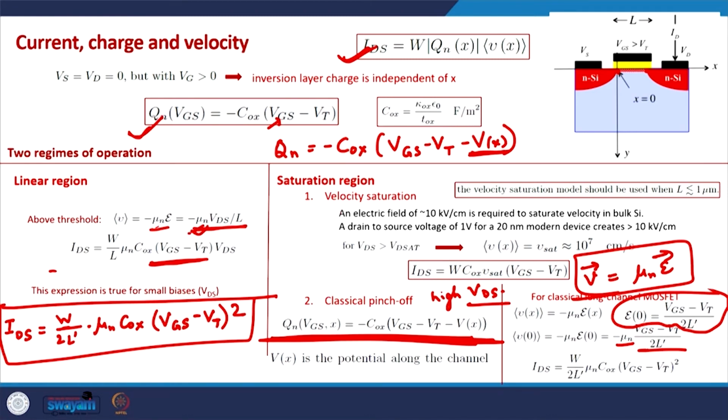In the saturation regime, when the current is getting saturated because of the velocity saturation, which is the case for small channels, in that case the velocity is taken to be the saturated velocity and Qn is taken to be the charge because of the gate voltage. In the classical pinch off, in addition to the effect of gate voltage on the charge, we also need to take the effect of the drain voltage, and the velocity will be calculated from the electric field. Electric field is given by this value, and from here we derive the current.